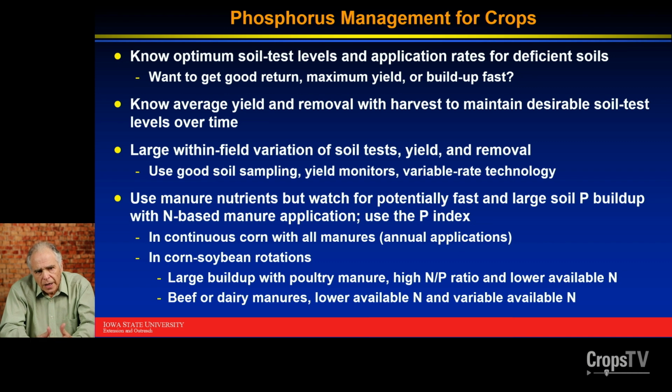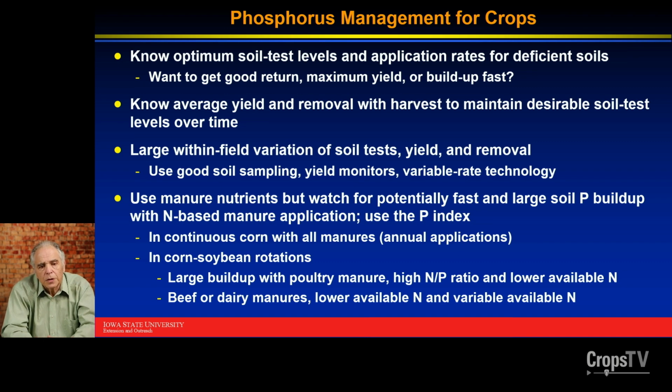Then, of course, there is large within-field variation of soil test P, yield, and removal, and I have been for long an advocate of good dense soil sampling, use of yield monitors, and variable rate technology, because the vast majority of the fields in Iowa test optimal, high, or very high in P, and they keep applying a removal-based rate. So with variable rate technology, they can stop applying to some high testing areas. And then the use of manure.